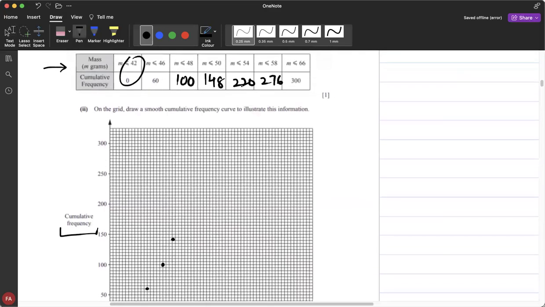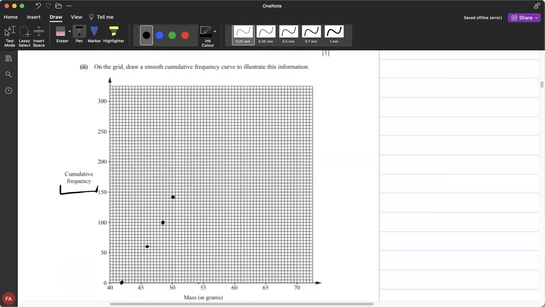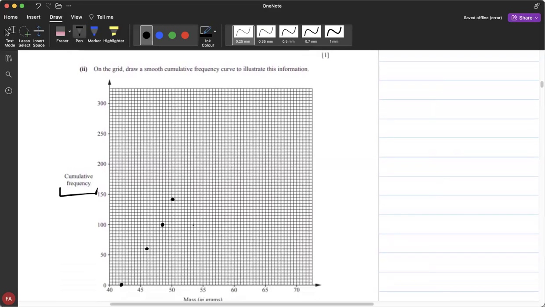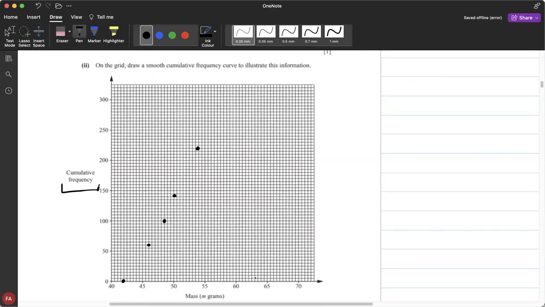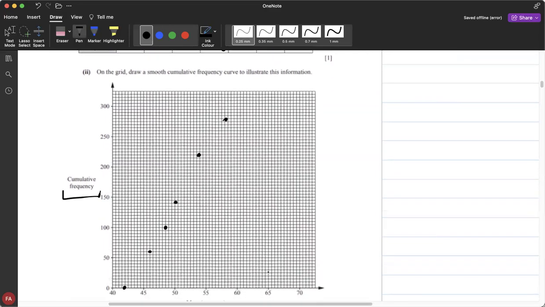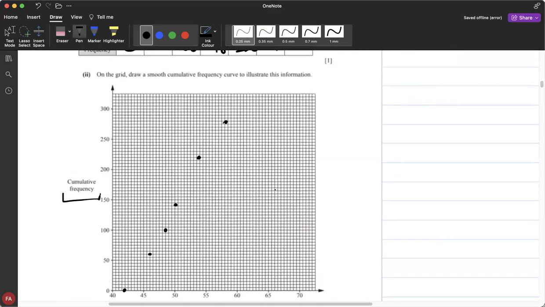In a similar way, we got 54 and 220. So 220 should be somewhere close to this number. In a similar way, 58 and 276. And finally, we have 66 and 300.